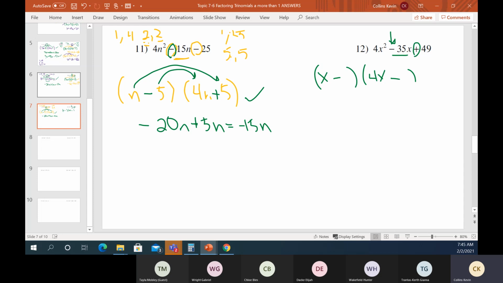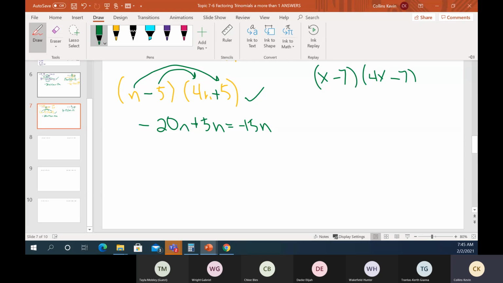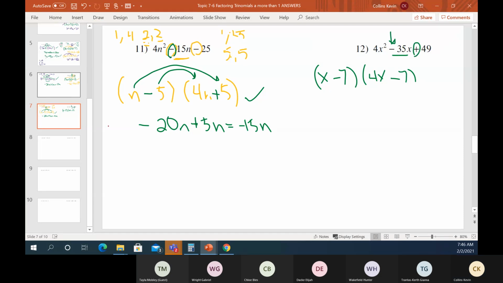All right, so not a lot of possibilities here. There's either 1 and 49, which I'm thinking is way too big, or there's 7 and 7. So let's give the 7s a try. So we'll do a 7 here and a 7 here. All right, so let's go ahead and check out our numbers. So I've got minus 7 times 4, that's going to be minus 28x. And then I've got x times negative 7, that's minus 7x. And minus 28 and minus 7 is minus 35x. Bingo. That's our guy.